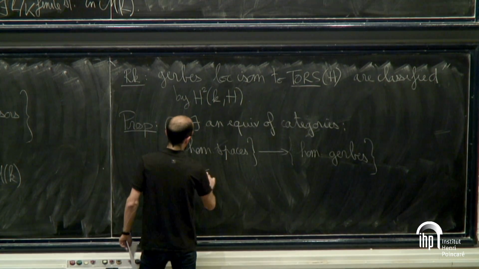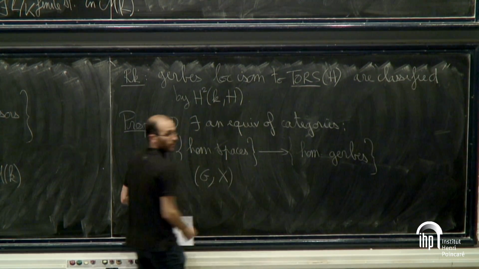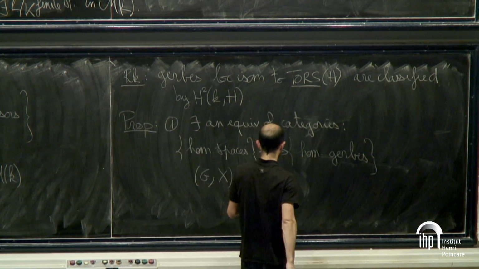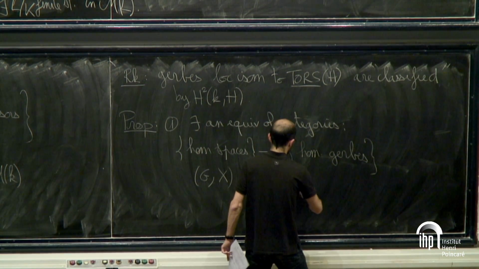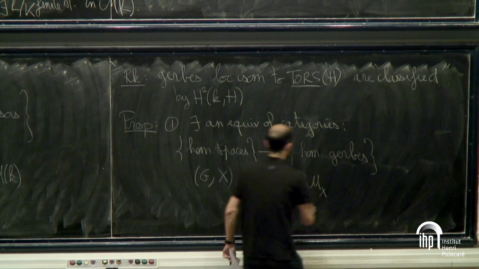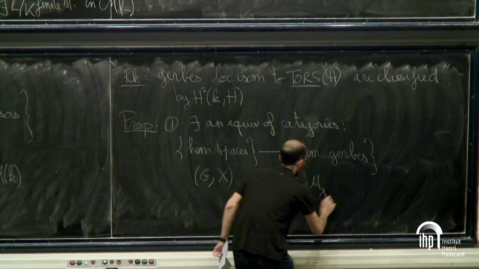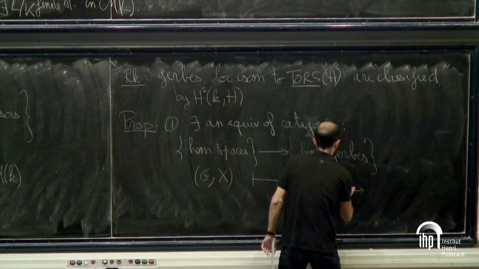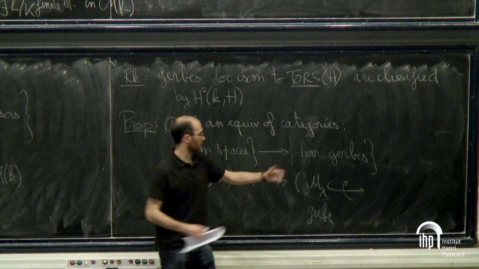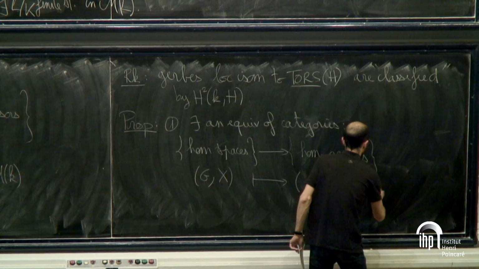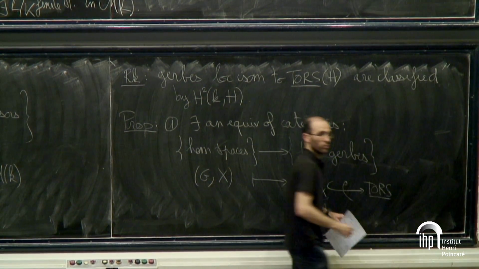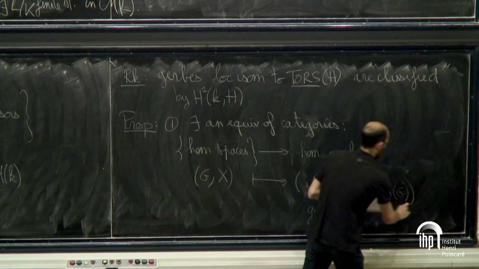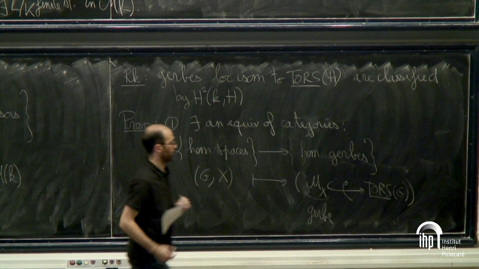The equivalence of categories is given as follows. You consider an algebraic group and a homogeneous space of it, and you can associate to it a gerb, a gerb M_X associated to X. So this will be a gerb, together with a kind of embedding to what replaces the group G, the trivial gerb of torsors under G.